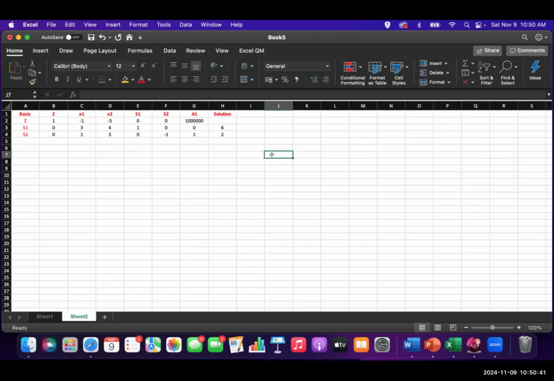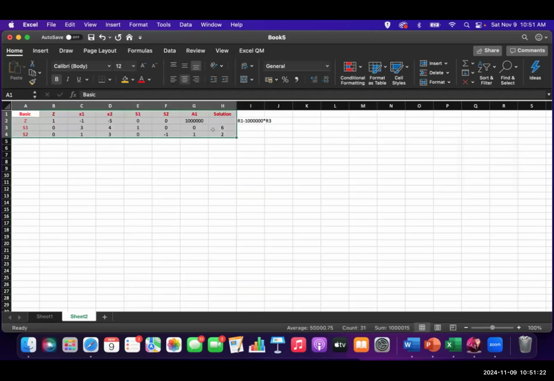Our first step here is to eliminate the 1 million. We said the first row, we subtract the coefficient, which is 1 million, multiplied by the pivot row, which is row 3. So this is the formula we will use, so we can eliminate the 1 million in the first column.